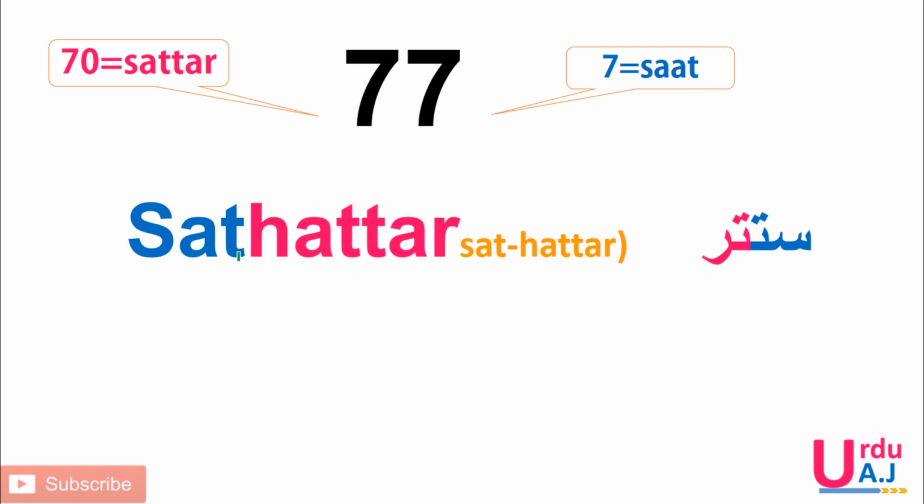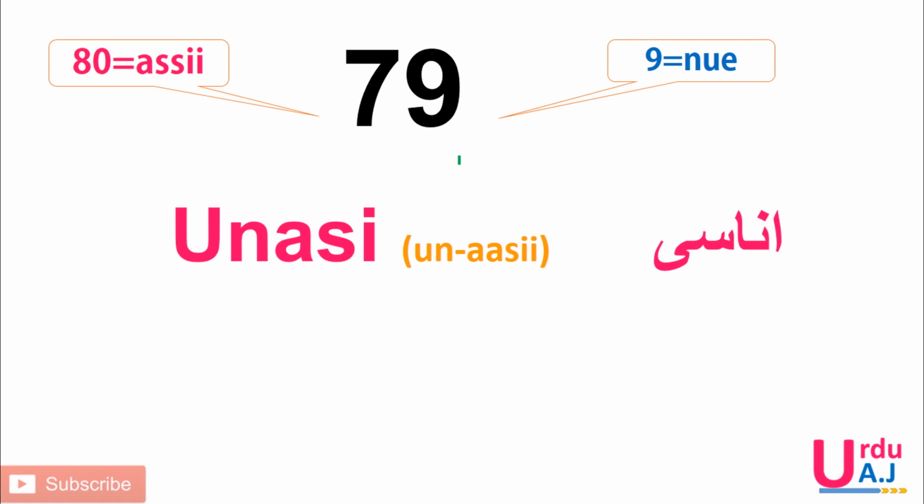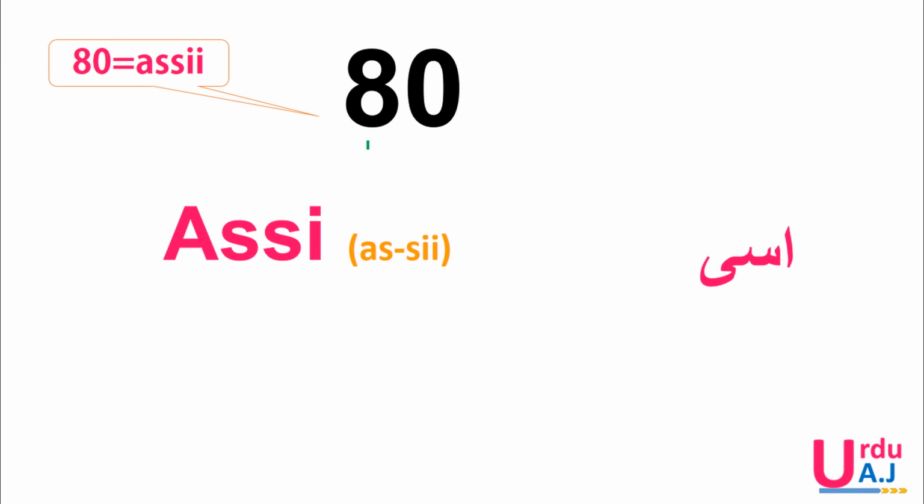77. Satattar. Sat, it is 7 and hattar. 78. Atattar. Art, which came from 8 and then hattar. 79. Unasi. On came from 9 and asi came from 80, which is asi. Unasi. 80. Asi.